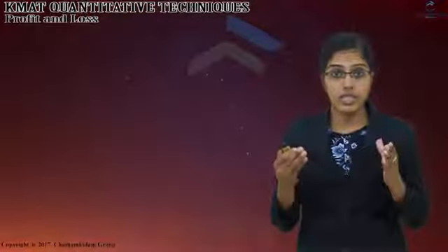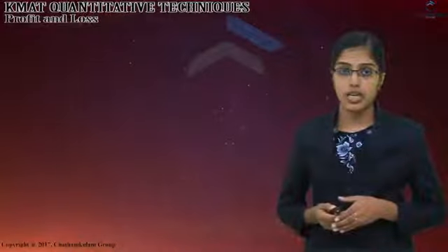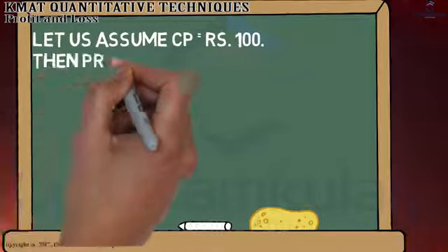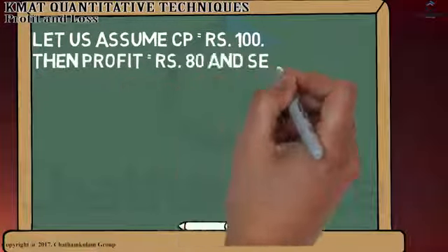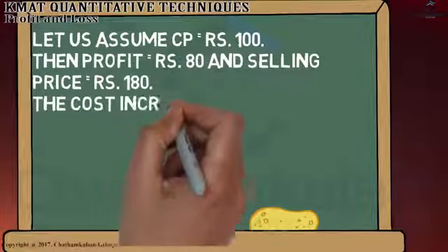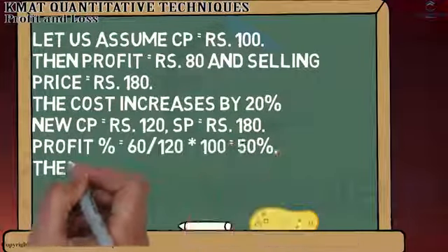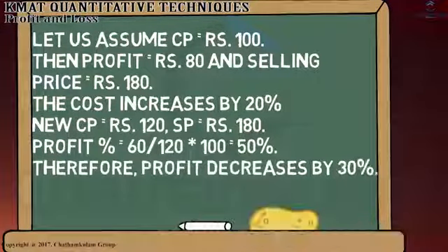Our next question is that in a transaction, the profit percent is 80% of the cost. If the cost further increases by 20%, but the selling price remains the same, how much is the decrease in profit percentage? Let us assume CP is equal to rupees 100. Then profit is equal to rupees 80, and the selling price SP is equal to rupees 180. Then the cost increases by 20%, that is the new CP is equal to rupees 120. Then SP is equal to rupees 180. So profit percentage is equal to 60 divided by 120 into 100, that is 50%. That is your profit. Therefore, profit decreases by 30%.